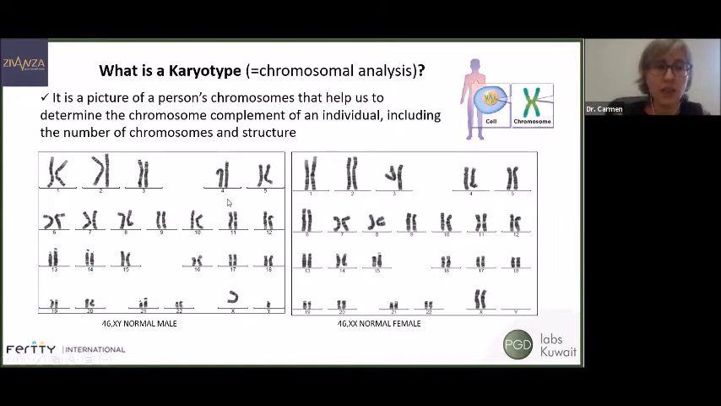The karyotype is organized in 23 pairs of chromosomes, and we organize them according to size. And the main difference between the karyotype of male and female is that males have one chromosome X and one chromosome Y, while females will have two chromosome X.